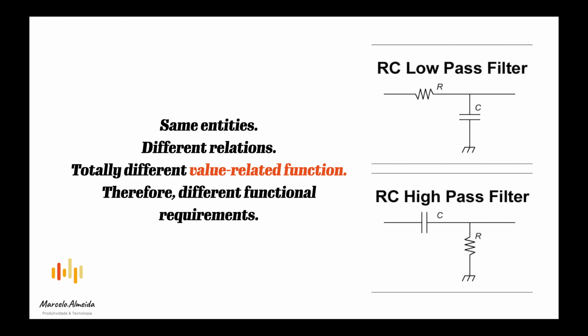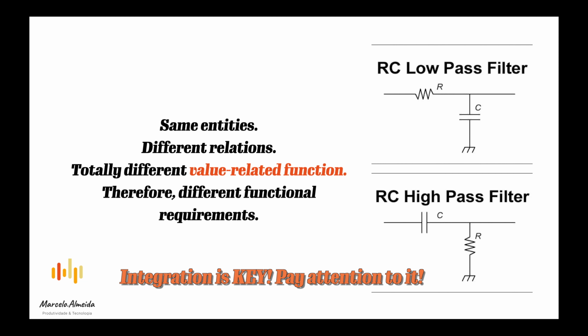Here is an example of how important architecture is. So 2 very simple systems on the right, 2 very different value-related functions. The upper right system is a low-pass filter. The lower right system is a high-pass filter. So you see that even though the components are the same, the value-related function is totally different just because of the relations. So pay attention, define your relations, define integration. That is key. Integration is where the majority of the problems reside, and you need to pay attention to that aspect.